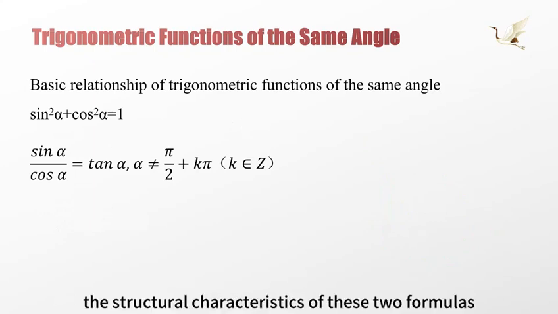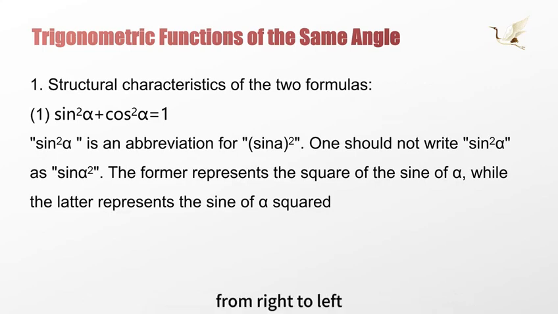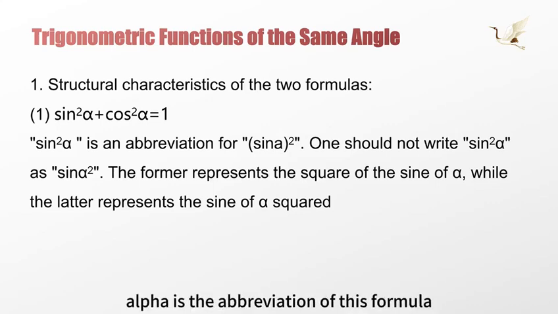Let's analyze the structural characteristics of these two formulas. For the first formula, from left to right, the sum of the squares of the sine and cosine of the same angle is equal to 1. From right to left, the constant 1 can be replaced by the sum of the squares of the sine and cosine of the same angle. The square of sine alpha is the abbreviation of this formula.